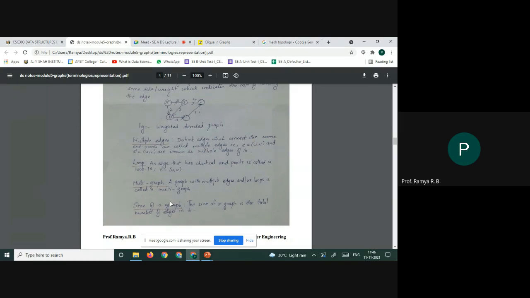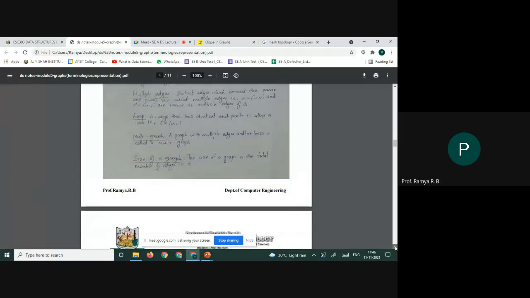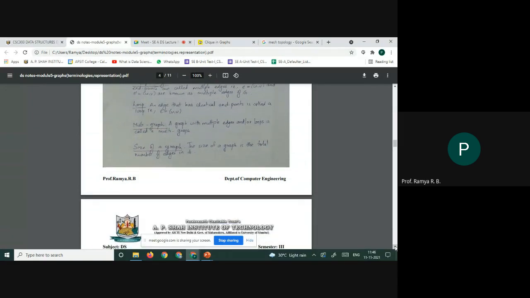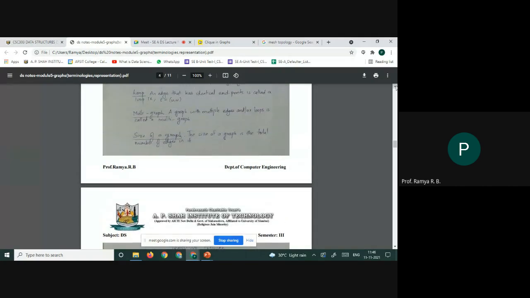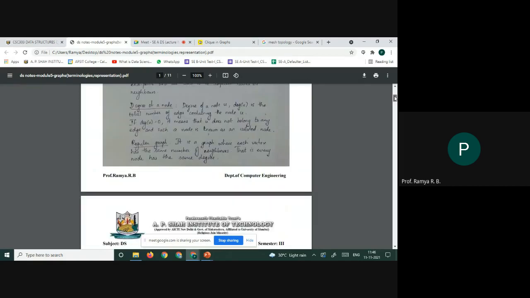Now, size of a graph. What is meant by size of a graph? Size of a graph refers to the total number of edges in the graph. So if somebody asks you what is the size of your graph, then you have to count the number of edges that are there in your graph. So size of a graph means the total number of edges in the graph. Okay, so these are some of the important terminologies.